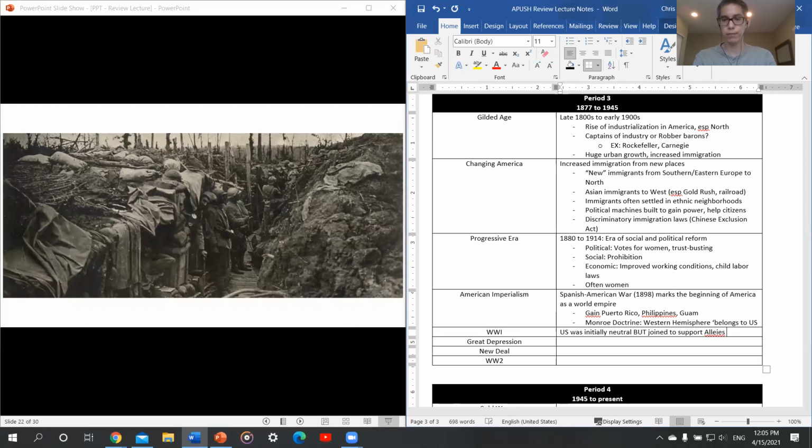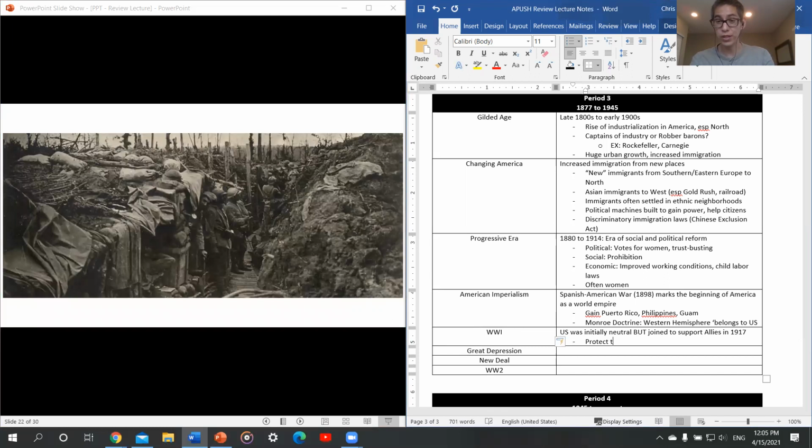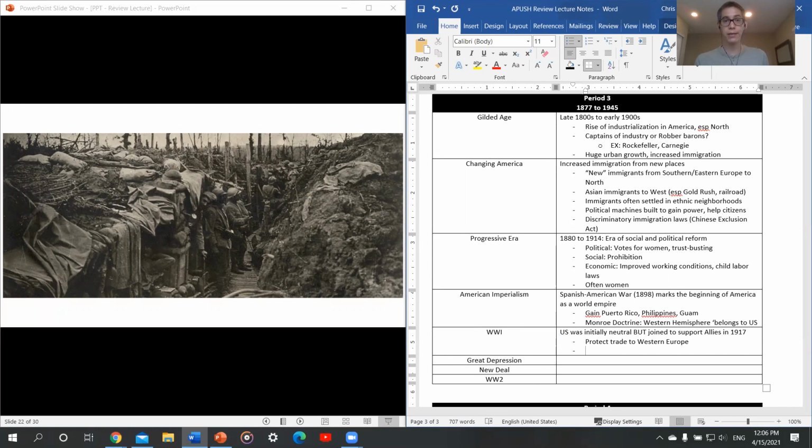Two main reasons. One was to protect trade to Western Europe. We were worried that trade would be disrupted. But also because of Germany's policy of unrestricted submarine warfare, which sank several American merchant ships, we were losing lives and losing wealth. And then there were some German acts of aggression against the US.